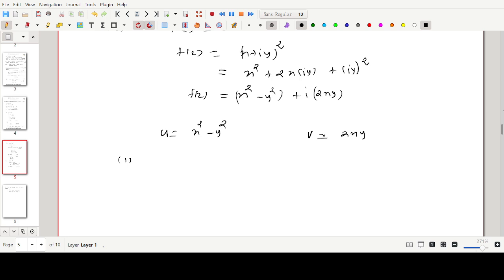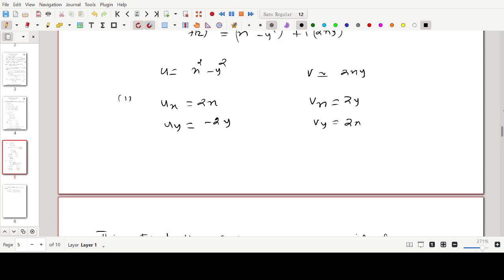So find the first condition. What is the first condition? Find the first order derivatives with respect to x and y, because u is a function of x comma y. Ux value is 2x, uy value is minus 2y. Here Vx is equal to 2y. Vy is equal to 2x. The first order derivatives exist. It's a polynomial function, so both are continuous. What is the second condition? The CR equation. What is the CR equation? The CR equation is nothing but ux is equal to vy. What is our ux value? 2x. What is our vy value? 2x. So the first condition is satisfied.